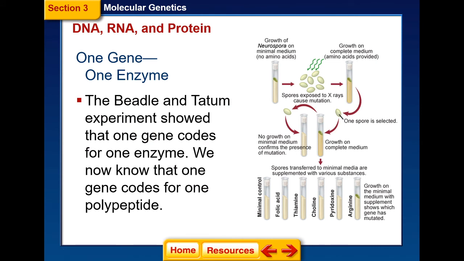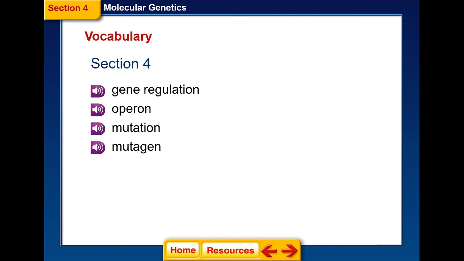Okay. Moving on. One gene, one enzyme. The Beadle and Tatum experiment showed that one gene codes for one enzyme. We now know that one gene codes for one polypeptide. All right. That's just a little extra. Give them some credit. Section 4, gene regulation, operon, mutation, mutagen.